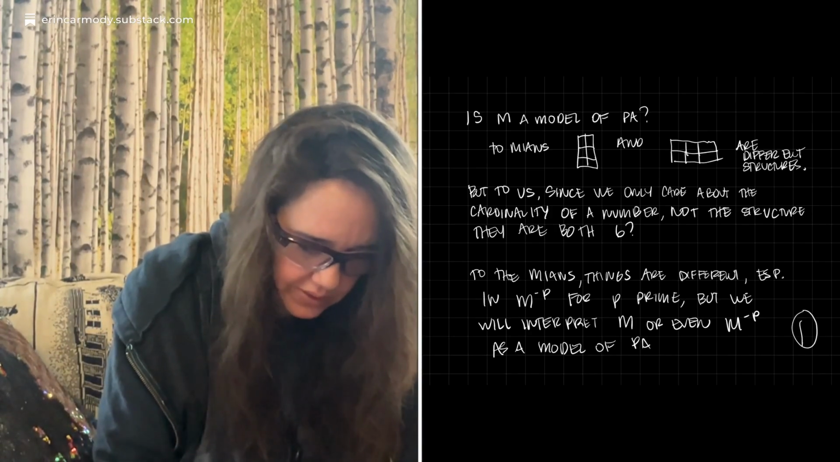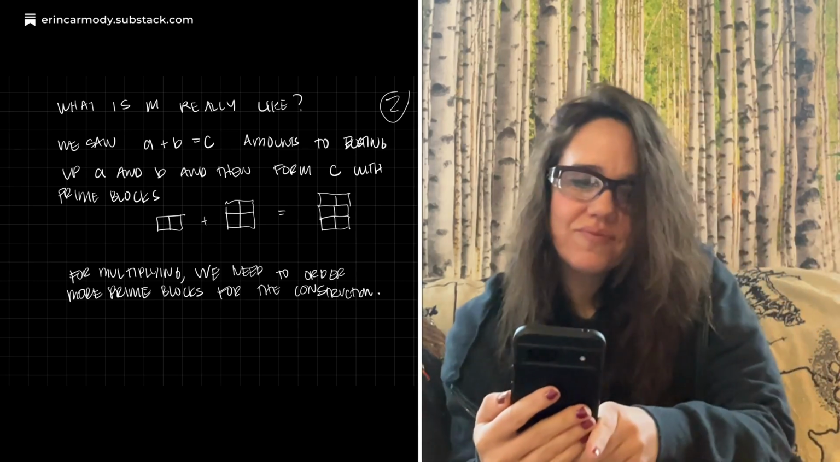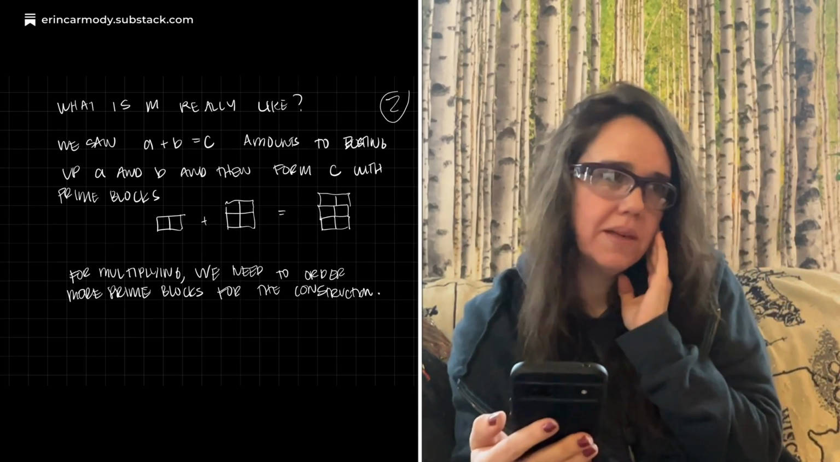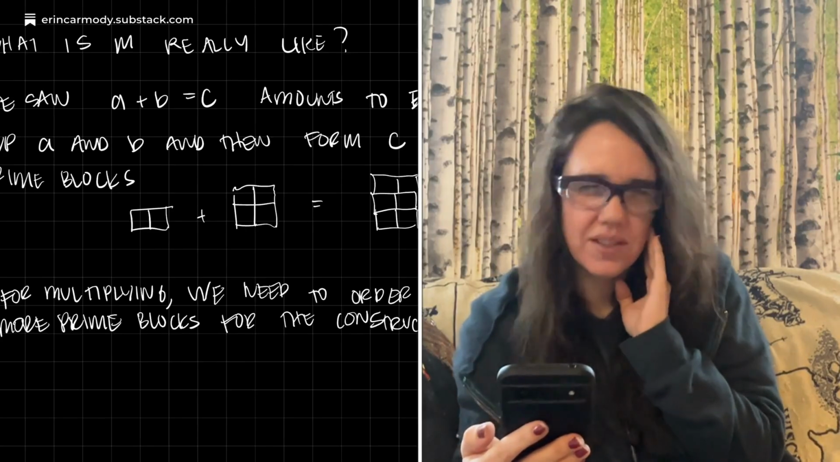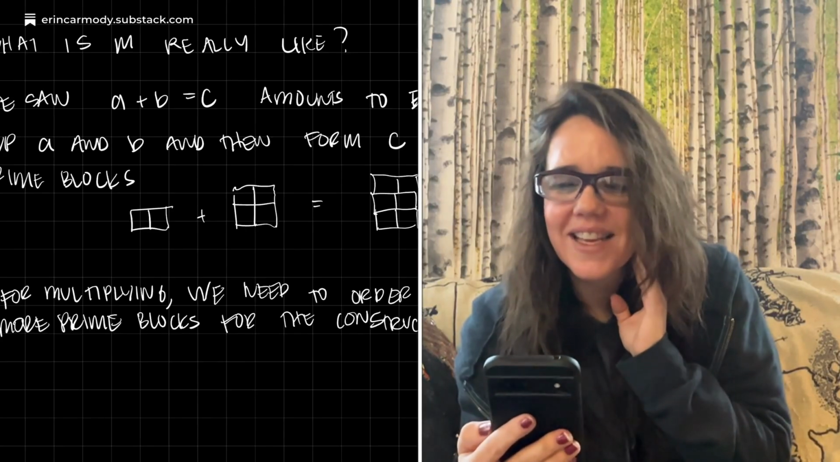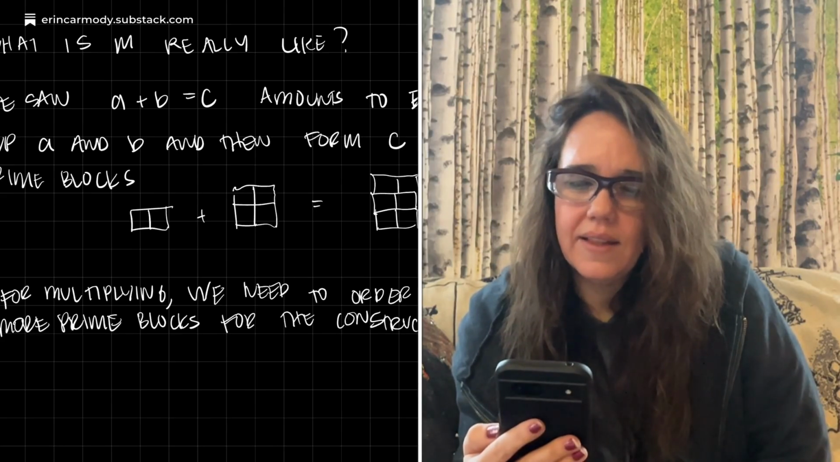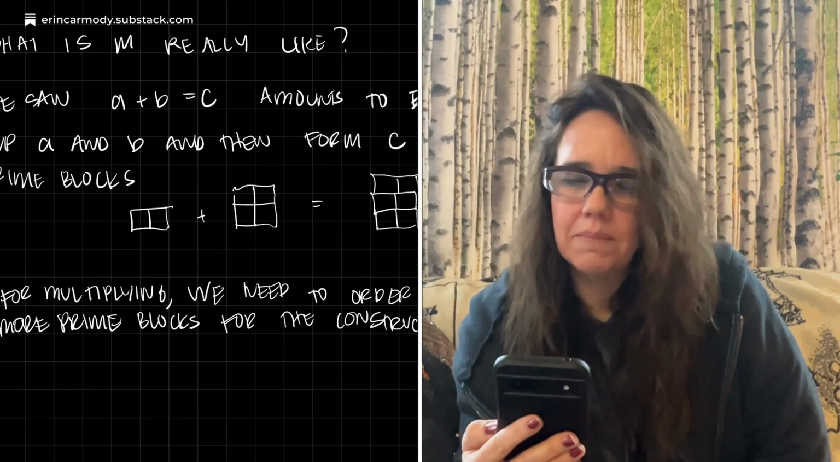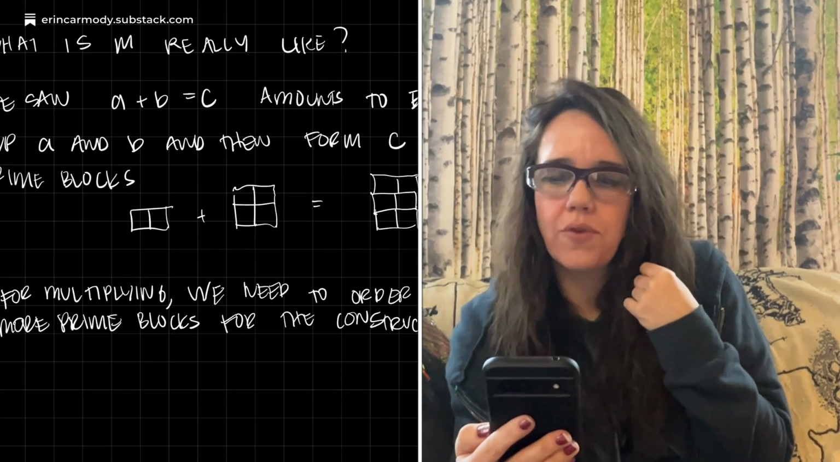Okay, so number 2. What is M really like? I really want to think about what M is really like, despite my preconceived notions of M or what it should be. Okay, so to them, A plus B equals C. Adding amounts to busting up the individual blocks to form C with prime blocks.